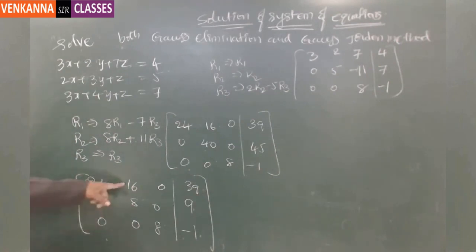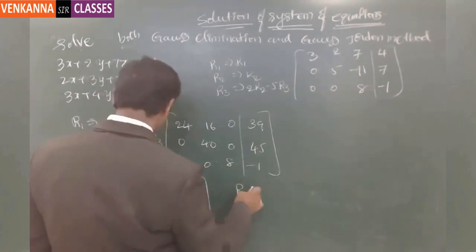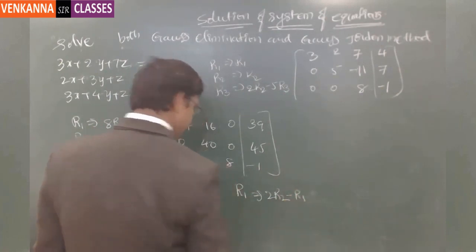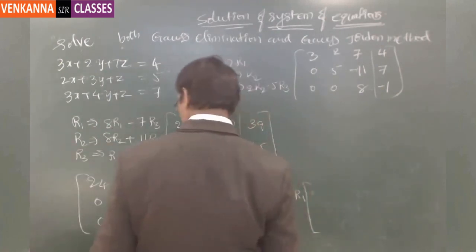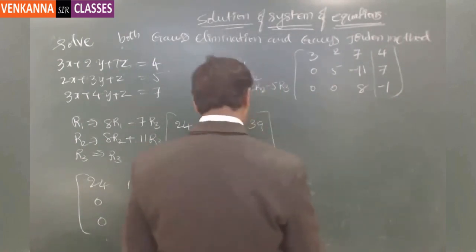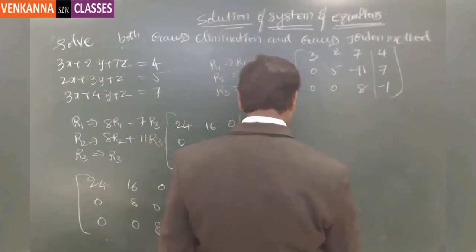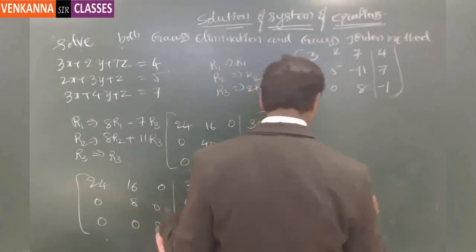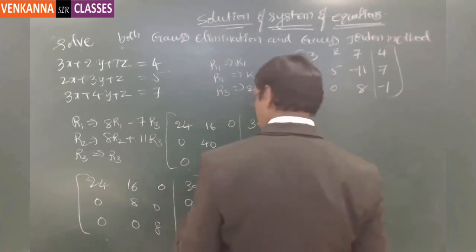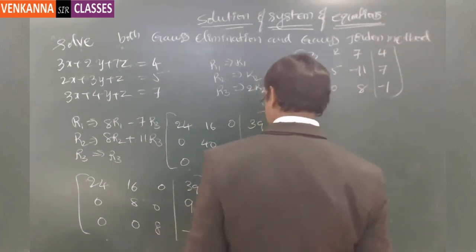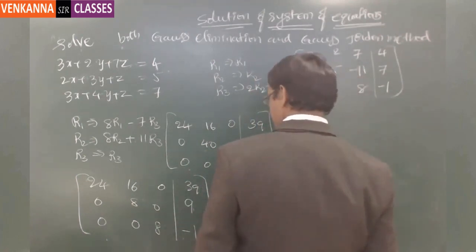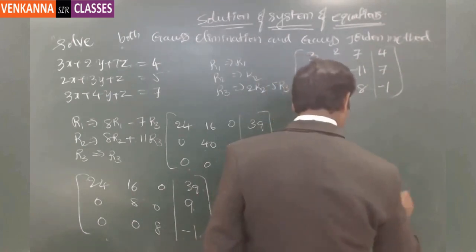Now if you want to make this as 0, multiply with 2 here and then subtract it. R1 equal to 2 times of R2 minus R1. So this operation, if you make it, then actually this is going to be 2 times of R2 minus R1. So this is minus 24, and 2 times of R2 is 16. Minus 16 is going to be 0. 0 minus 0 is 0. And 2 times of R2 is 18, 39. So 18 minus 39 is minus 21.